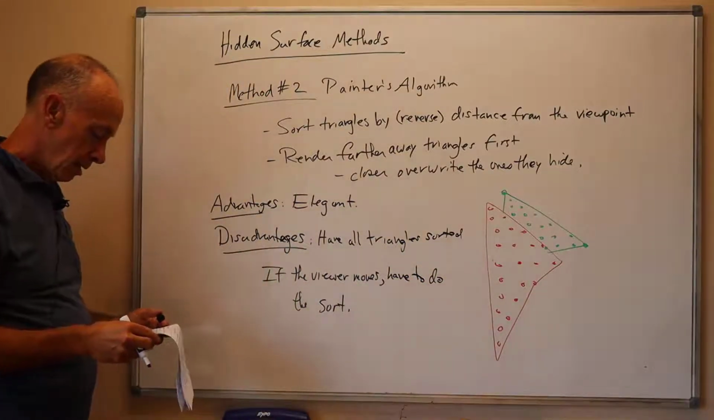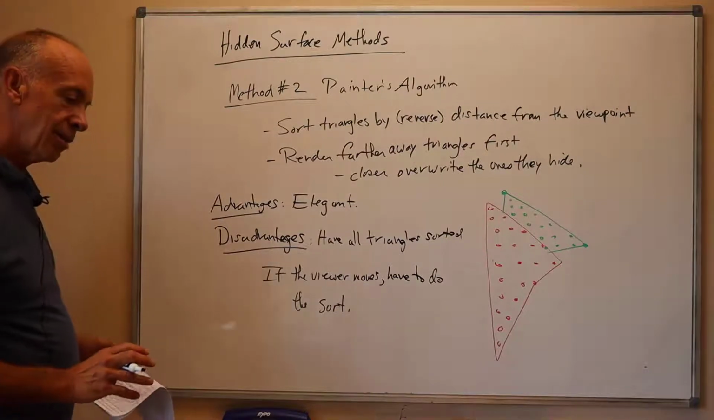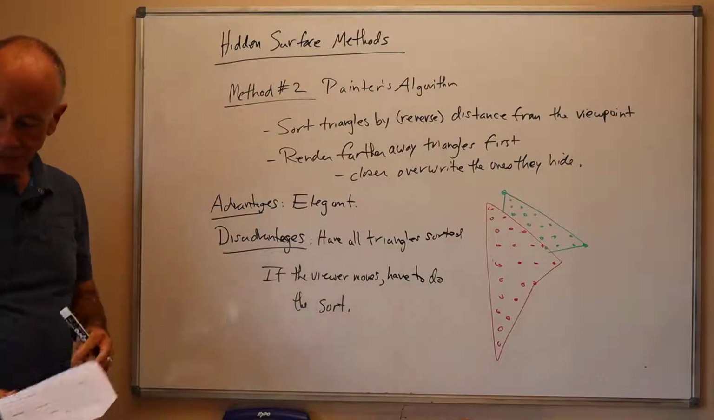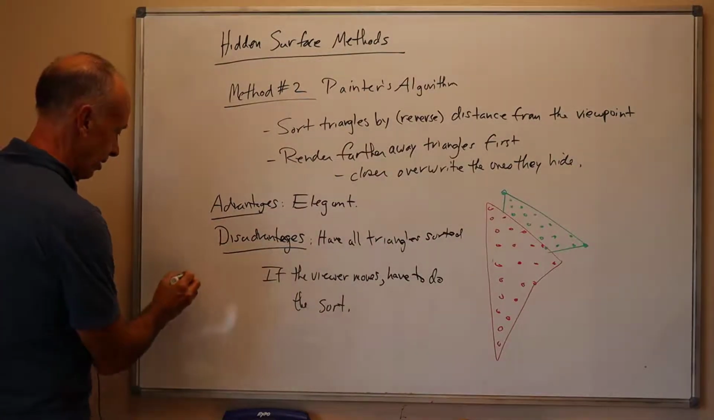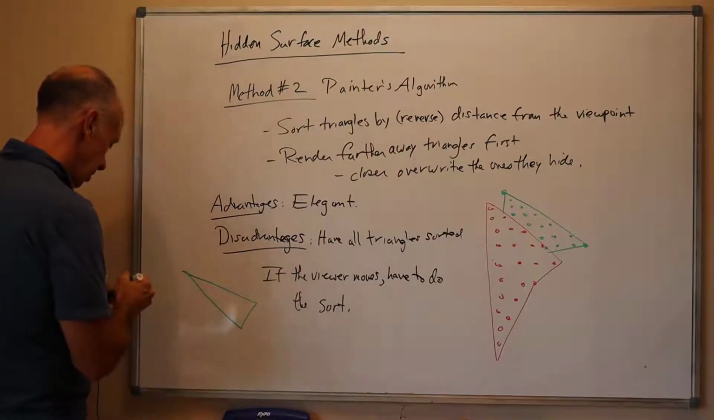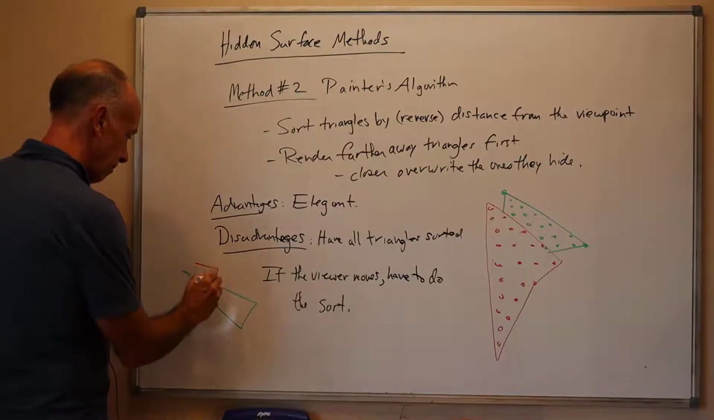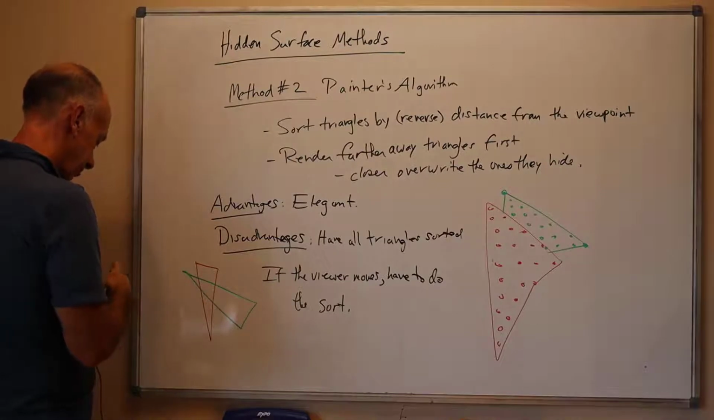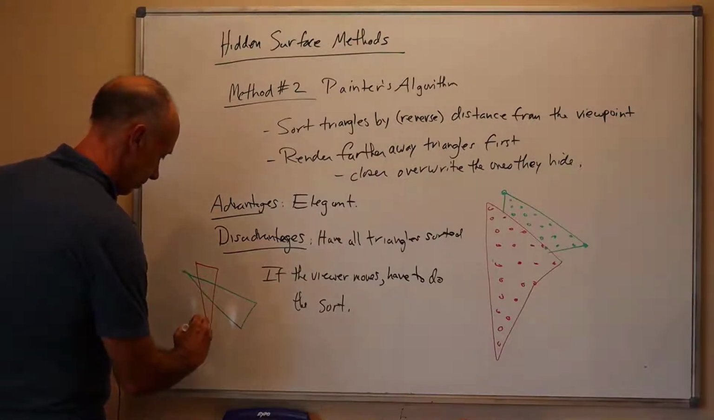Okay. There's another disadvantage, is it may not be possible to sort consistently. So it could happen that we have three triangles arranged so that each one covers the next. So I could have three triangles like this. Here I'll have a green one like this, and I'll have a red one like this, and a black one like this.